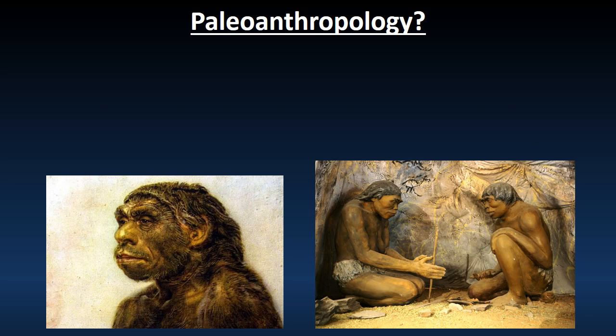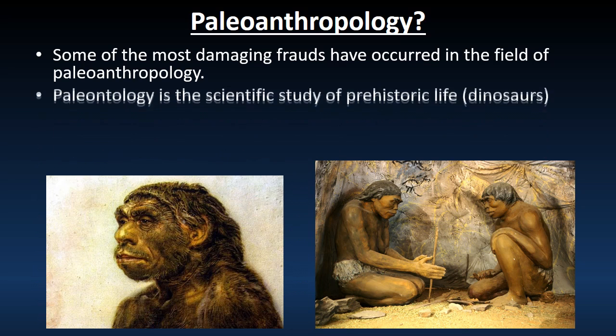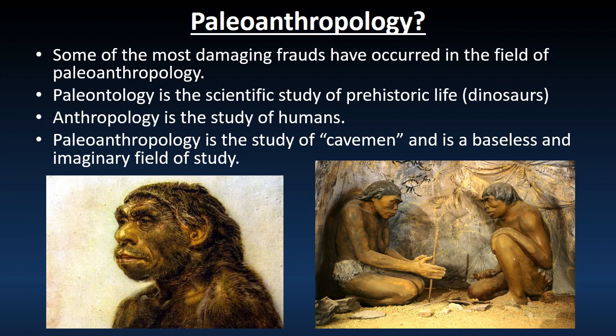Okay, so paleoanthropology. Some of the most damaging frauds have occurred in the field of paleoanthropology. So a paleontologist is a scientific study of prehistoric life like dinosaurs and plant life from fossils, old things. Anthropology is the study of humans. Paleoanthropology is the study of cavemen, and it's baseless and an imaginary field of study. It did not exist over 100 years ago. It's a brand new thing that was invented when these agendas were created. So this field of study didn't even exist 100 years ago.